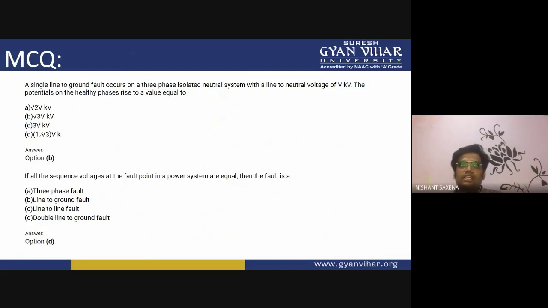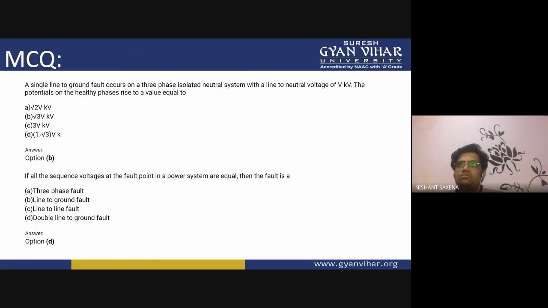That means if a single line to ground fault, that is an LG fault, occurs on a three-phase isolated neutral system, then what will the potentials of the healthy phases be equal to? It will be equal to root 3 times the phase voltage. We have seen how we calculated this.